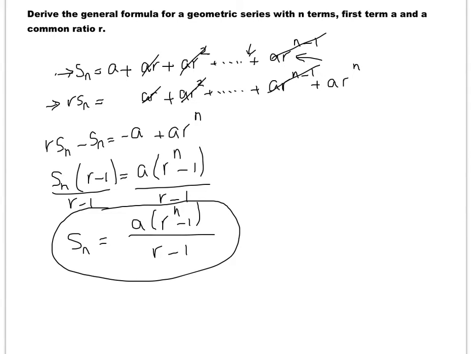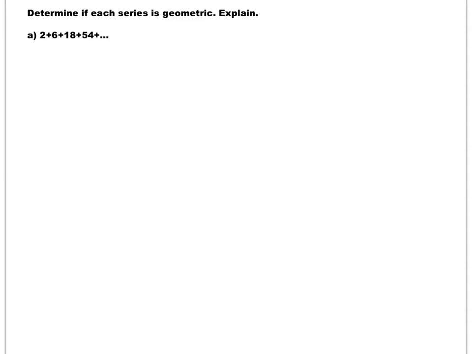This is the formula to find the sum of the first n terms of a geometric sequence with first term a and common ratio r. In this example, I have to see if the following series is geometric. To see if it's geometric, I'm going to find the common ratio. 6 divided by 2 gives me 3, 18 divided by 6 gives me 3, and 54 divided by 18 gives me 3. So this means that this is a geometric series.